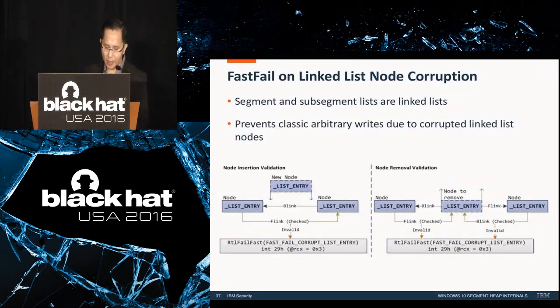The first security mechanism is well known. The subsegment and segment lists are linked lists. So to prevent classic arbitrary writes due to corrupted linked list nodes, checks are added when removing and inserting nodes from a linked list. If the check fails, the fast bail mechanism will be triggered, and this will cause the process to terminate immediately.